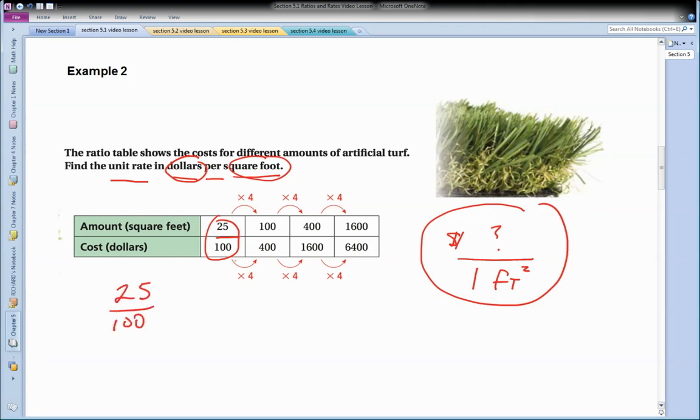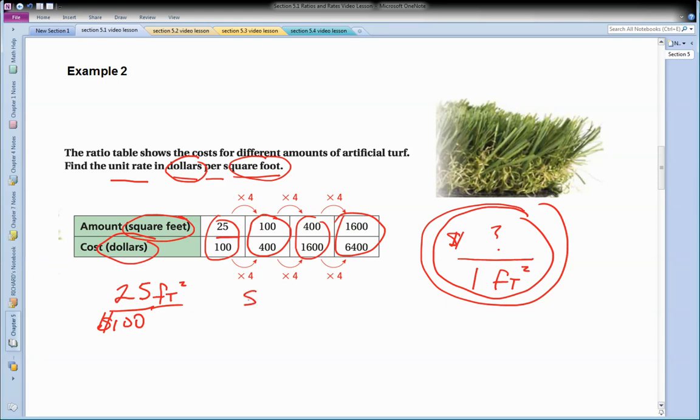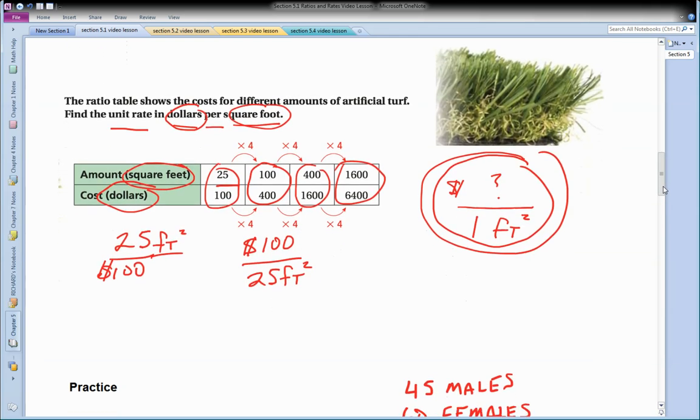And the problem with that is we have to remember the units. Okay, so if I write it like this, that's 25 feet squared per $100. But we want our unit rate to have dollars in the numerator. So what do we do? Well, you could pick any one of these pairs, doesn't matter, but I'm going to pick the first one. I'm going to write it as $100 per 25 square feet. Okay, let me scoot this up a little bit.